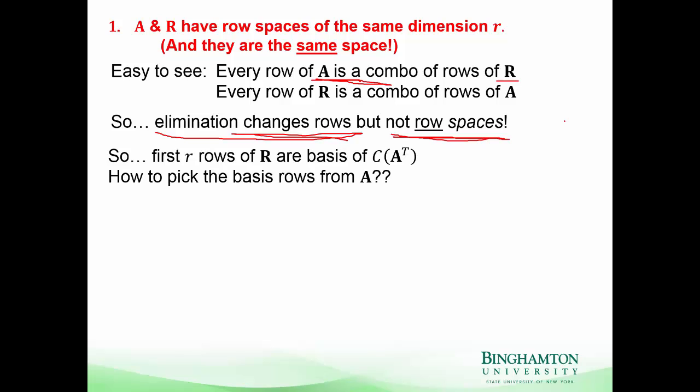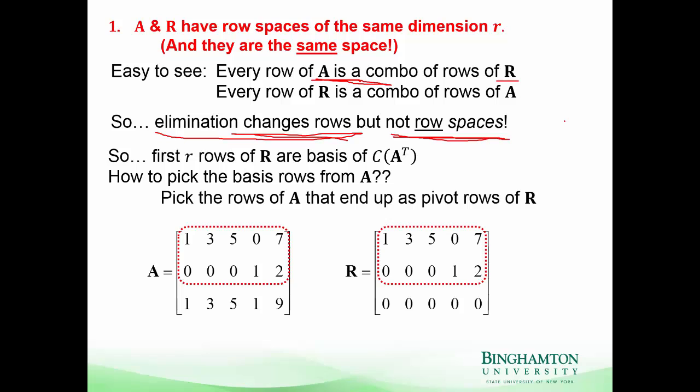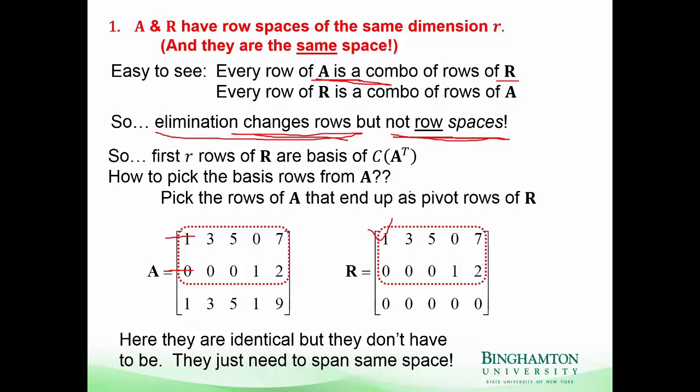So how do we pick the basis rows from A? Well, we can just figure out from R which are the pivot rows, and then just take those rows from A. So that's one way to do it. But since they are the same space, we could use the rows from R. Now, in this case, the rows from R and the rows from A are identical, but it won't always be that way. But they will span the same space.